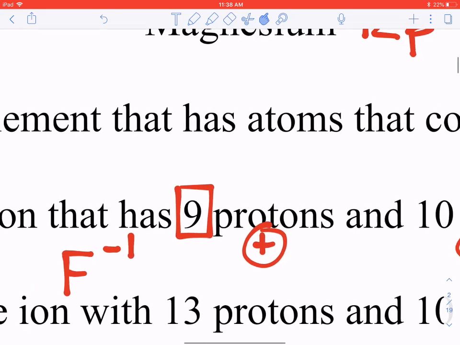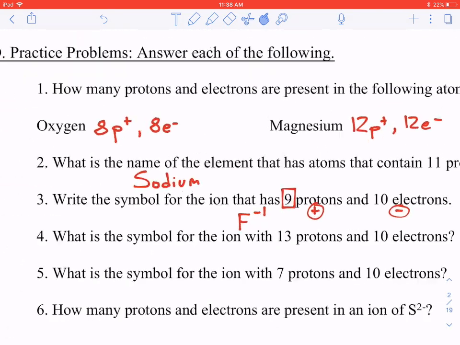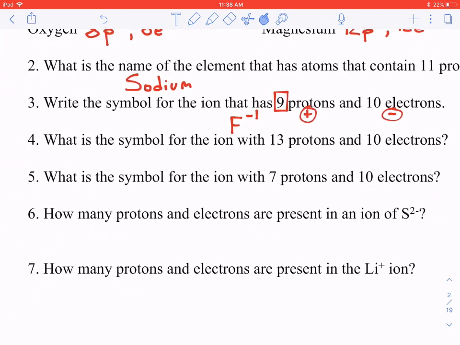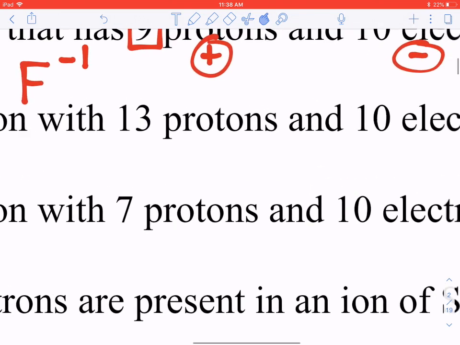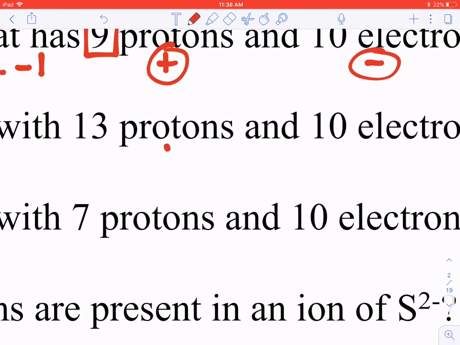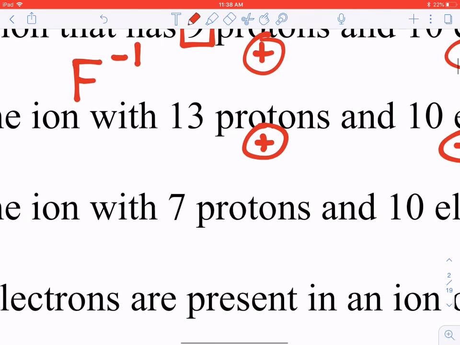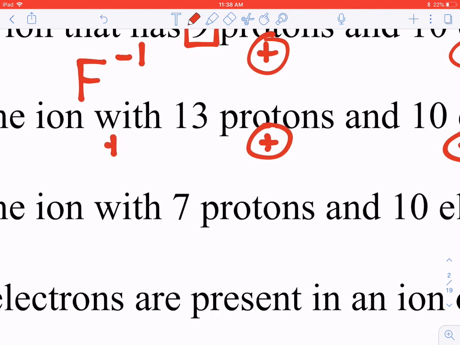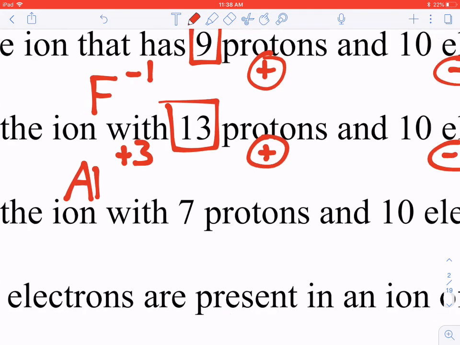The protons dictate the type of the atom. The electrons dictate the charge. Let's do it again. 13 protons, 10 electrons. So 13 protons, those are positive. 10 electrons, those are negative. We have 3 extra positive things. We are going to have a +3 charge. But what is the element? Well, it has 13 protons. Find 13 on your periodic table. That is aluminum. So we are dealing with aluminum with a +3 charge.